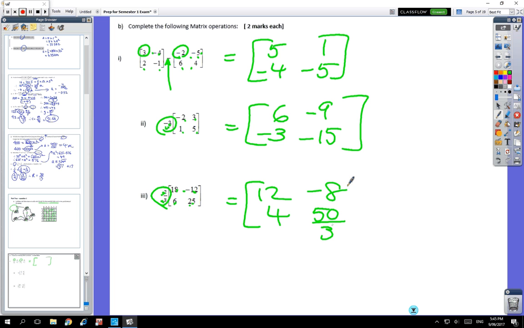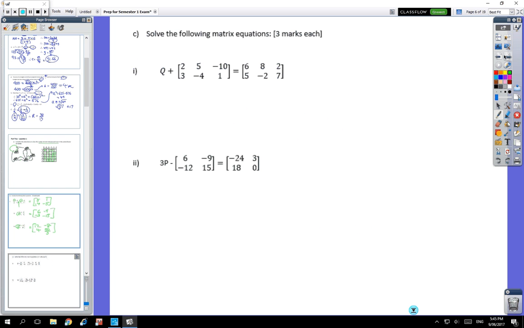So you can just use your calculator to do the fraction multiplying, and that's it. Moving on. Okay, so again, hopefully you've seen similar ones in your book, so I'll give you a minute to have a look at it. We're trying to find the matrix Q or the matrix P, and just going to do equations, just move things around. Okay, we're back.